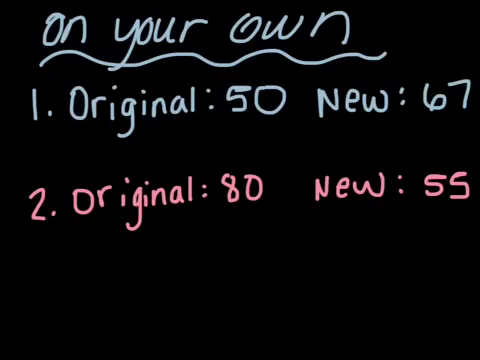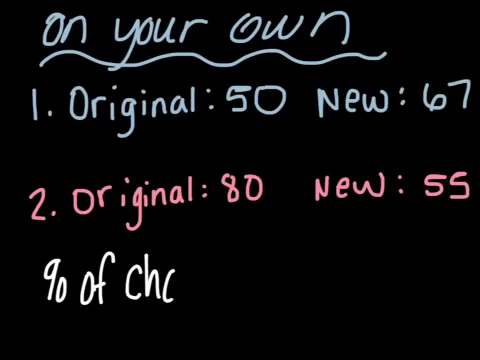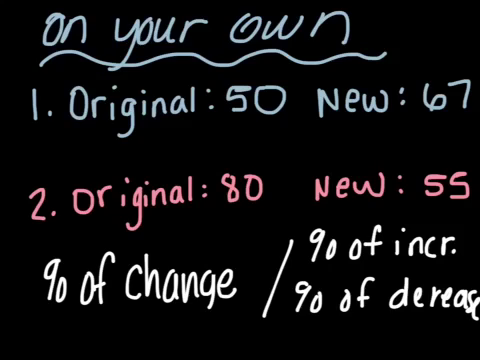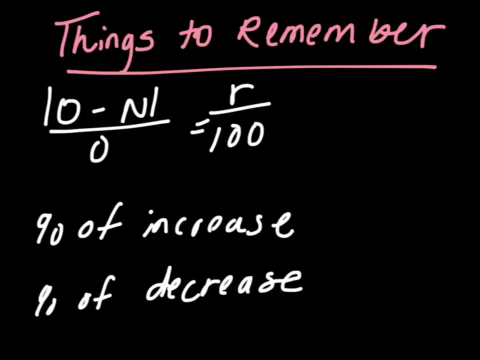Okay, here are some on your own questions. For each one, I would like you to find the percent of change and whether it's a percent of increase or a percent of decrease. And things to remember, definitely our formula that we talked about. O stands for the original price, and N stands for the new price. And always remember to find the absolute value. You also need to know percent of increase is when your new price is greater than the original, and percent of decrease is when the new price is less than the original.